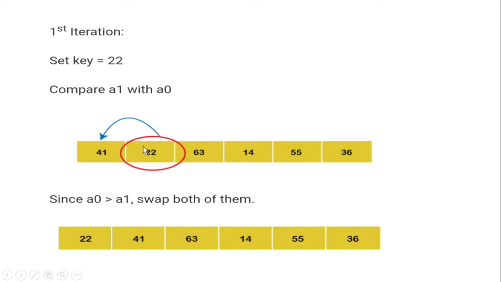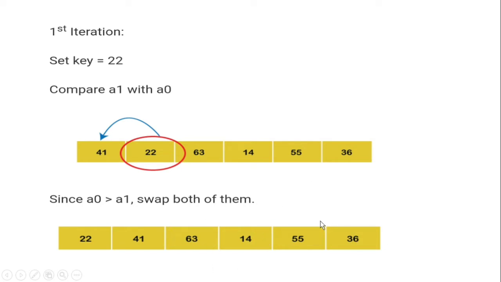Comparing a1 with a0, since a0 is greater than a1, swap both of them. If a0 is less than a1, then there is no need to swap any element of the array. But here 41 is bigger than 22, since a0 is greater than a1, so we need to swap both of them. Now you can see the result after swapping, 22 here and 41 here, and keep the array as it is: 63, 14, 55 and 36.